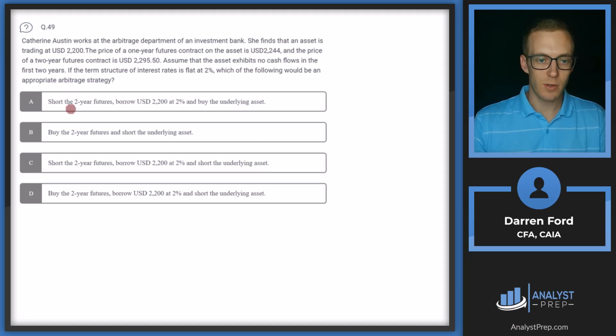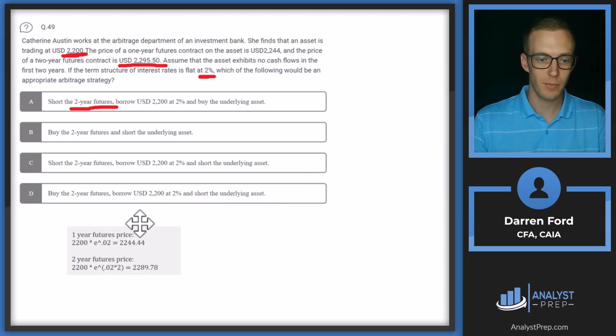So it looks like we're going to be focusing on the 2-year futures here. We need to determine whether there is an arbitrage. So we're going to look at this 2-year futures contract and price it out using the interest rate and the current asset price. Then we can figure out whether this futures contract is over or undervalued and whether there's an arbitrage opportunity.